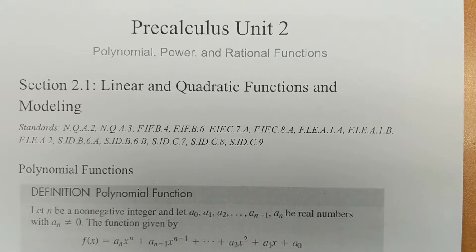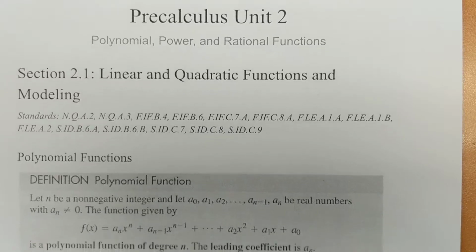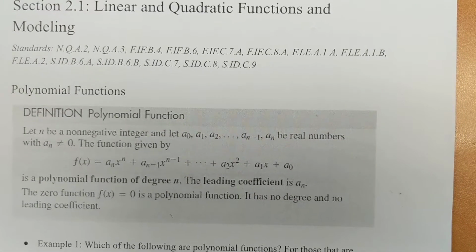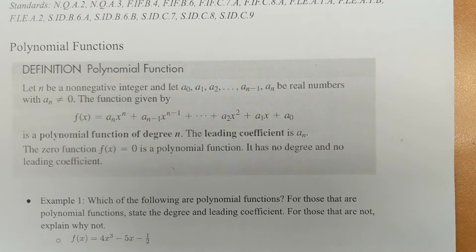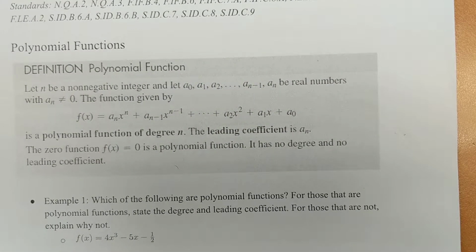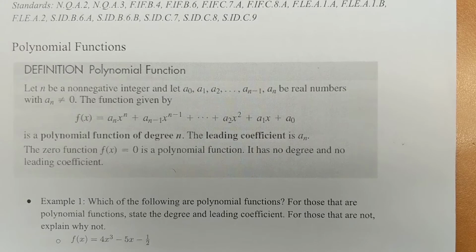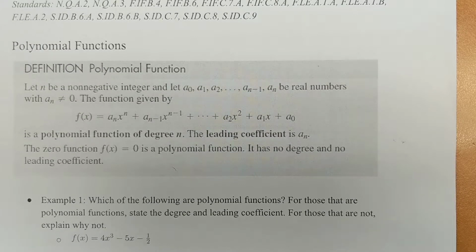All right, here we have the notes for section 2.1, linear and quadratic functions and modeling. So first we've got a definition of a polynomial. n is a non-negative integer, and a0, a1, a2, a3 are real numbers with an not equal to 0. That gives you the function with that general form. That's referred to as a polynomial of degree n. The leading coefficient is an.